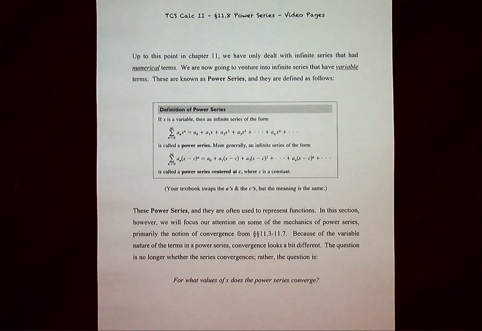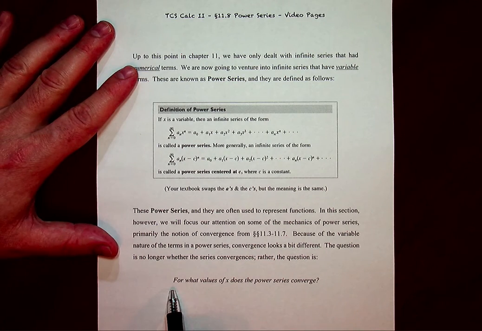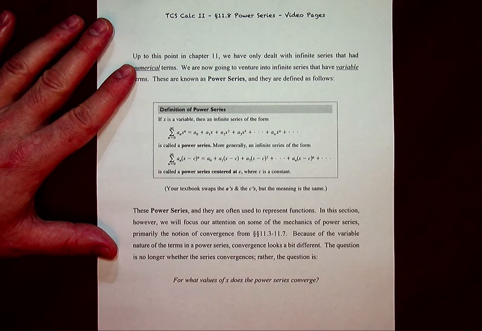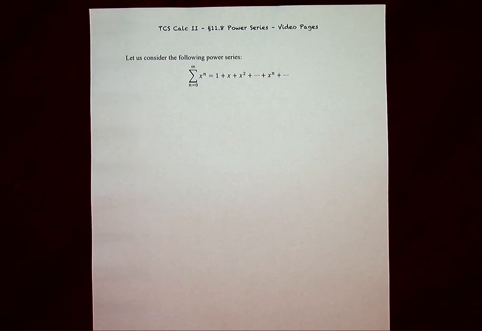Now, power series, as I've told you before, are often used to represent functions. We're not going to concentrate on that part of it, however. In this section, we're just going to talk about convergence, intervals of convergence and a radius of convergence. So the question we need to be contemplating is, for what values of x does the power series converge? Let's start with a really easy one, one that is very easy to understand. Basically we have x to the n. So it's 1 plus x plus x squared plus x cubed, and on and on, plus x to the n, and so on.